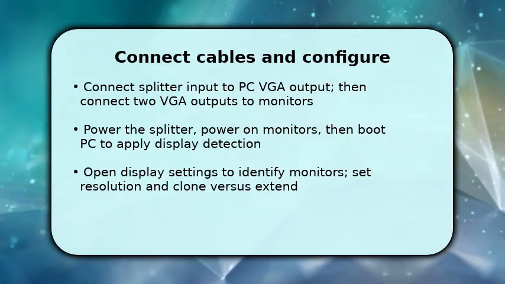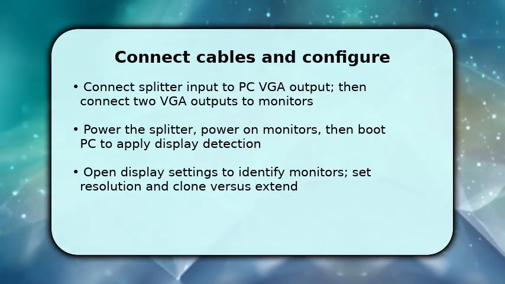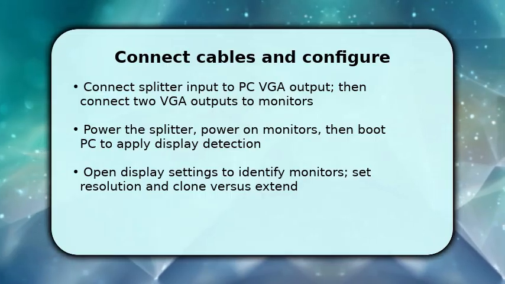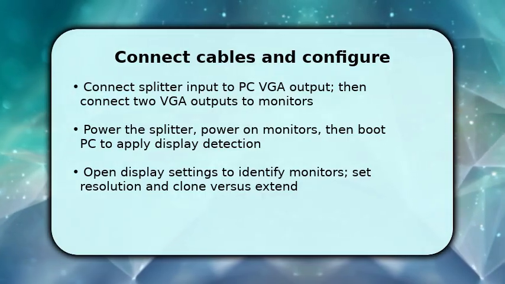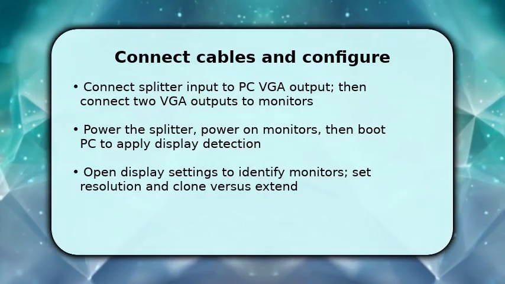Next, open your operating system display settings. If using an active splitter that supports independent outputs, choose Extend and set native resolutions. If the splitter duplicates, select Clone and set the common resolution to avoid scaling artifacts.